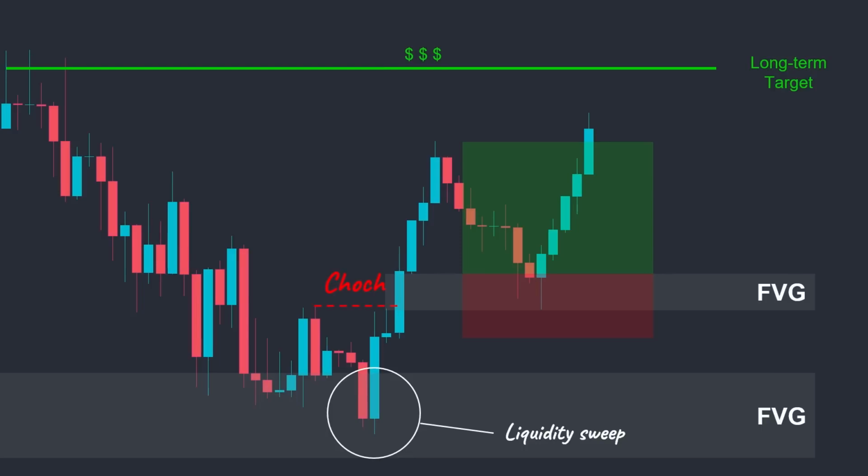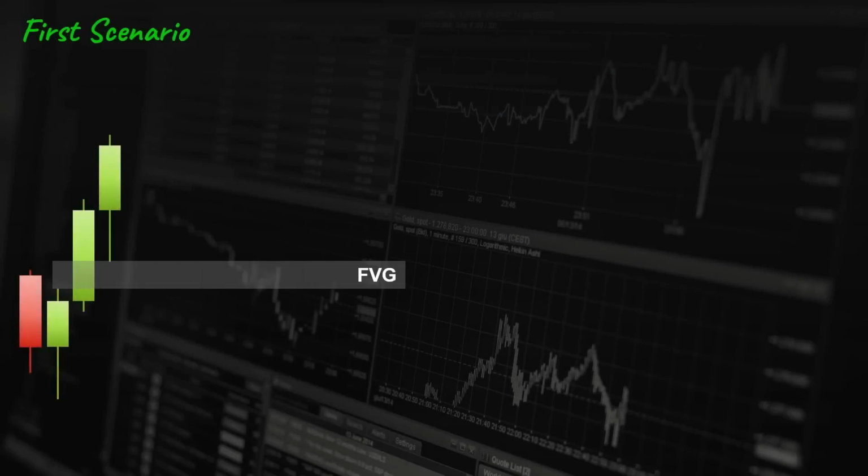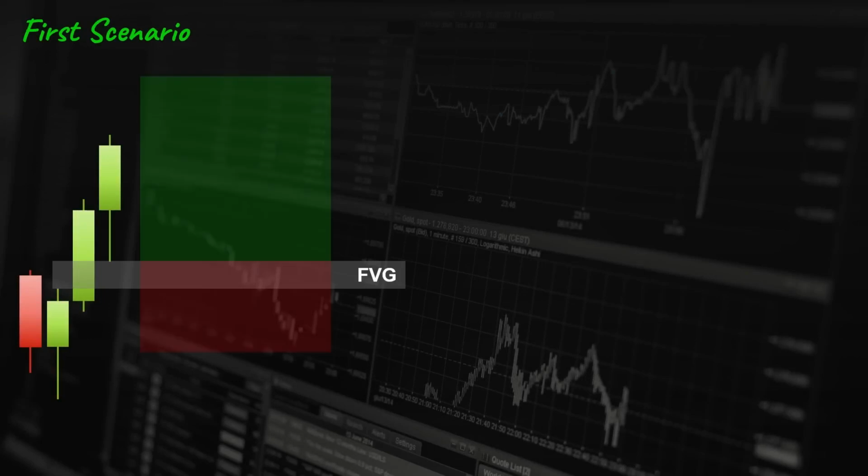Now, before getting into some real chart examples, I want to explain some common scenarios that happen on the chart and how to handle them. In the first scenario, we have a very tiny area of fair value gap. When this scenario occurs, you need to consider a large zone as your stop loss, because we want our stop to be protected from the market fluctuations.